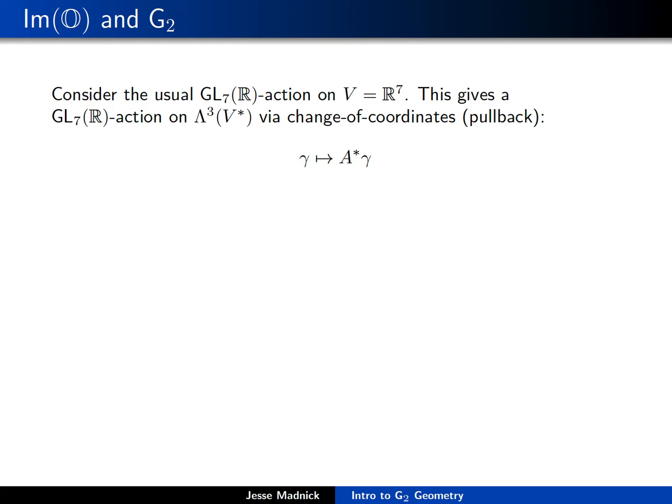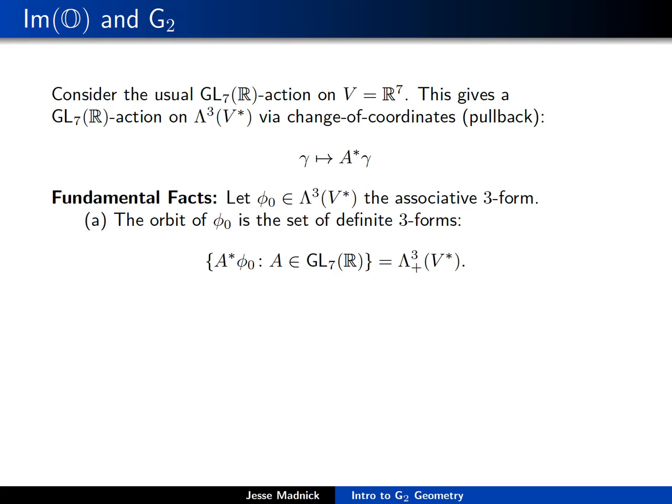Okay, so let's think about the change of coordinate action on R^7, the GL(7,R) action on R^7. This induces a GL(7,R) action on the space of 3-forms just by change of coordinates, or pullback. And the fundamental facts about this action and phi 0 really are these. Let phi 0 again be the associative 3-form. Then the orbit of phi 0 under this action is exactly the set of definite 3-forms. In other words, if you consider all the forms obtained from taking phi 0 and just changing coordinates, you get exactly the definite 3-forms.